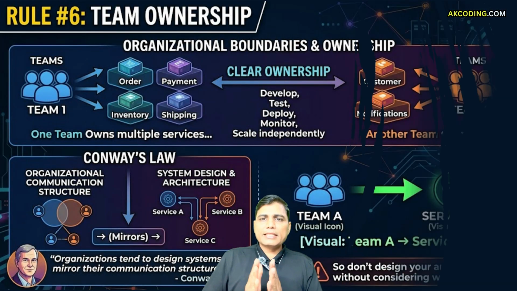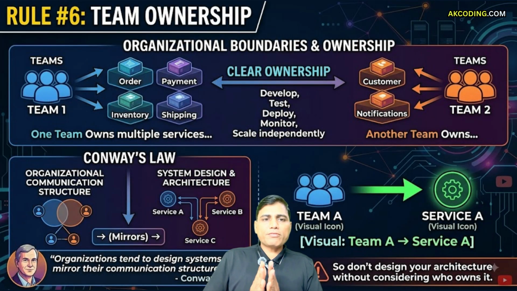Rule number 6, that is team ownership. Microservices are also organizational boundaries. Imagine one team owns order, payment, inventory, shipping, and another team owns customer and notification. A service should ideally have clear ownership. The team should be able to develop, test, deploy, monitor, scale the services independently.